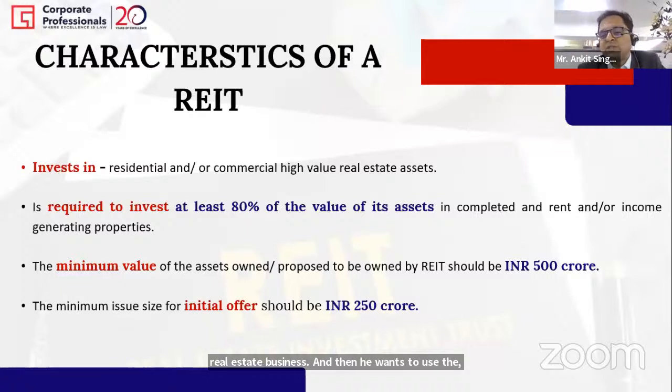Investment managers are those who also come from the real estate background and have expertise in managing such assets primarily. They need not necessarily have carried such businesses in the past, but if they have managed such businesses or such funds, then they can be eligible to act as an investment manager.